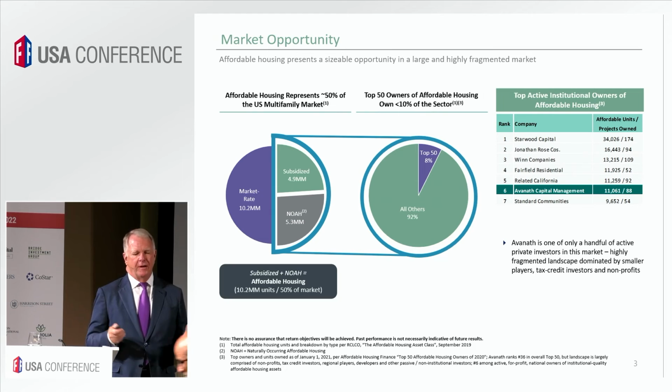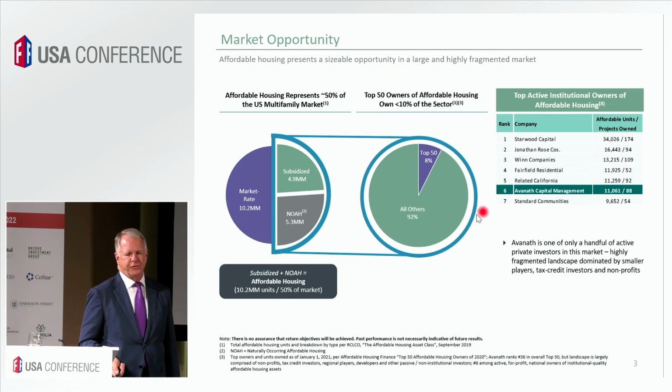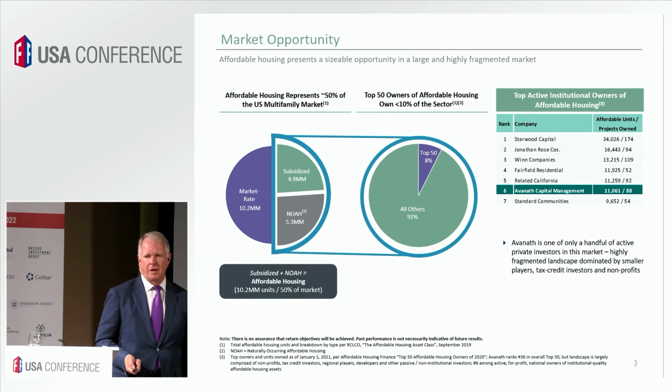Oddly enough, affordable housing is a big business in the U.S., but it's very fractionalized. It's generally done by local developers who end up owning these for a long time. So the top 50 owners of affordable housing in the U.S. only have 8% of the stock. And there are some big names that own it. Starwood owns a big portfolio, Blackstone.